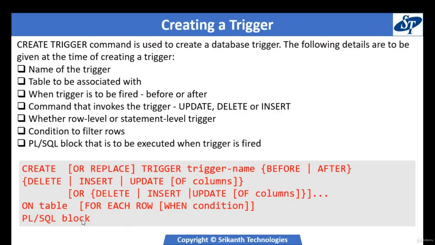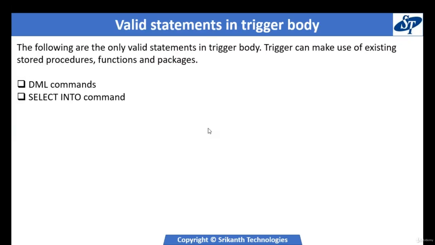Well, triggers are automatically executed. You never call them explicitly. That's a big difference between procedures, functions, and triggers. Triggers are automatically executed, automatically fired by Oracle. It's not something you do explicitly. Here are the commands you can execute in the context of a trigger.